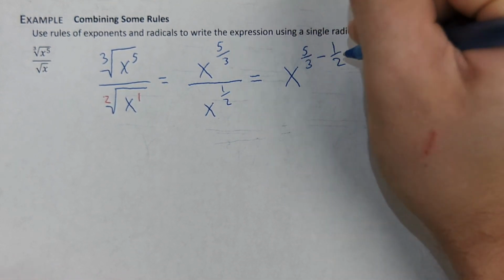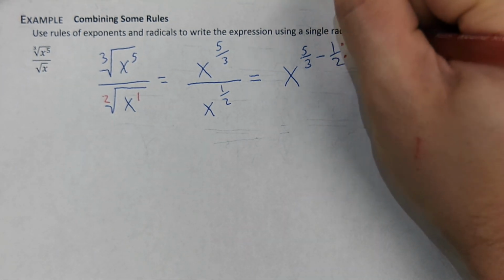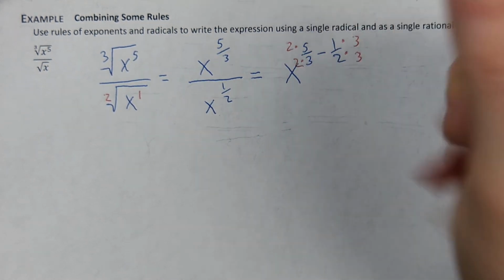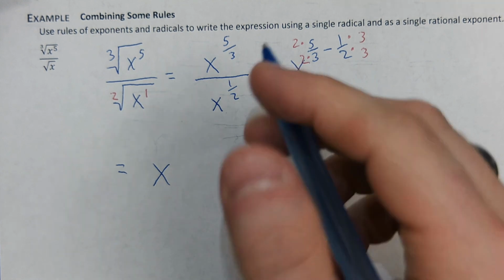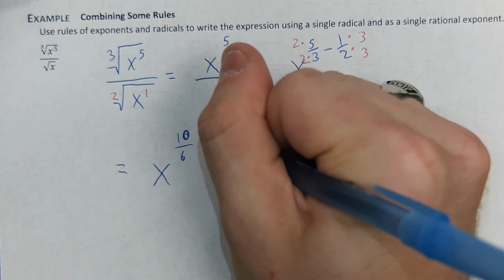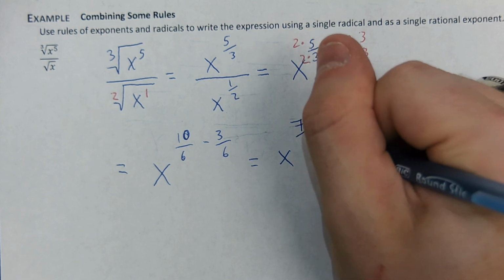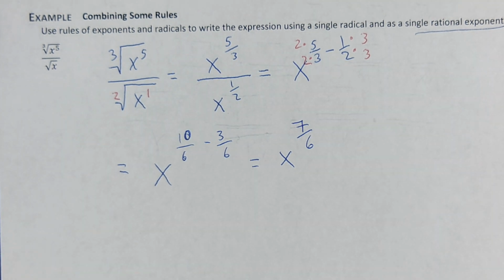This is going to give us x to the 5/3 minus 1/2. And again, we need a common denominator. The common denominator between a 3 and a 2 is 6. We've already seen that happen. So multiply the top and the bottom of this one by 3, and the top and the bottom of this one by 2. x to the 10/6 minus 3/6, which is x to the 7/6. That is the single rational exponent portion of the answer.